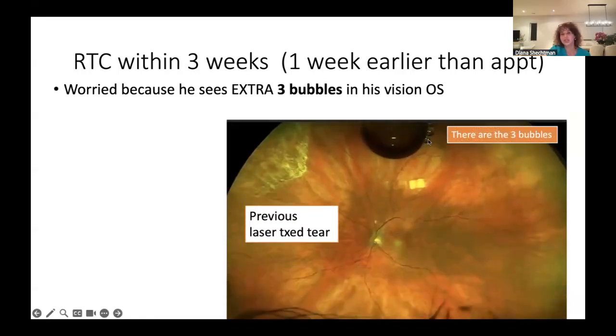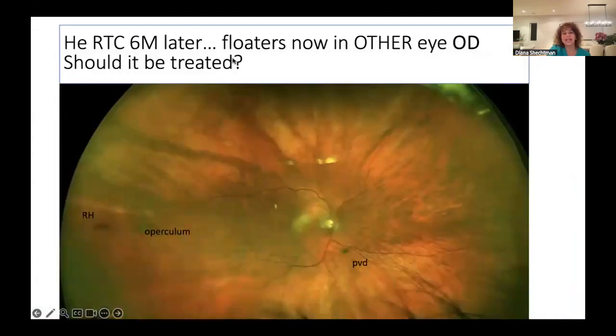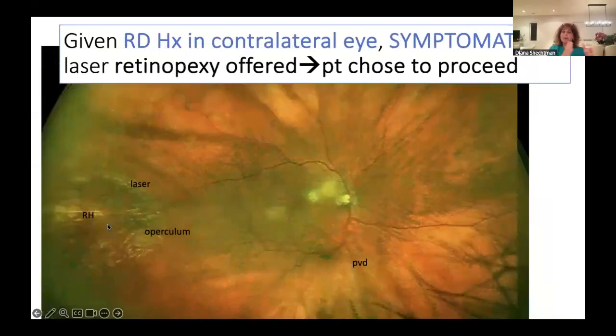The reason they're seeing extra bubbles is there are little bubbles. You can see the cryo area for the laser from the question tear. 6 months later, floaters now in the contralateral eye. Operculated tear that was treated, going back to the case scenarios that we gave you.